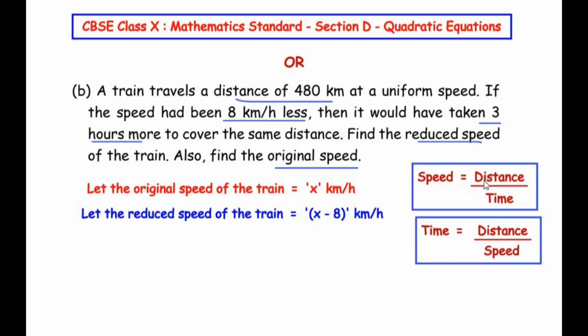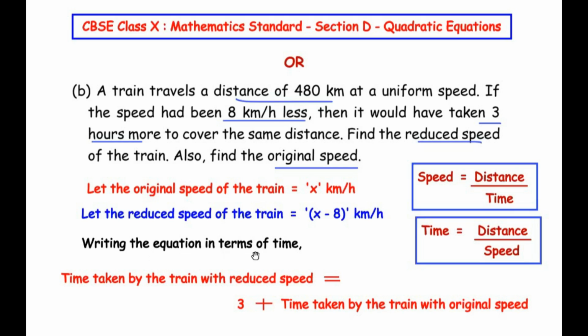Now we are going to make use of the distance, time and speed formula. We know that speed is equal to distance over time. Now here I am going to rearrange this formula in terms of time. That is time equal to distance over speed. Because in this question we have been given the distance and we are supposed to find out the speed. So we are going to write our equation in terms of time, that is in terms of distance and speed.